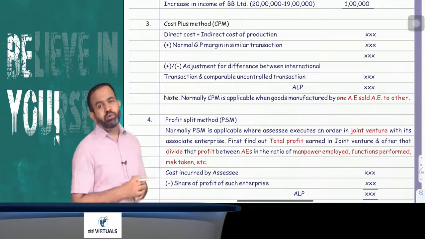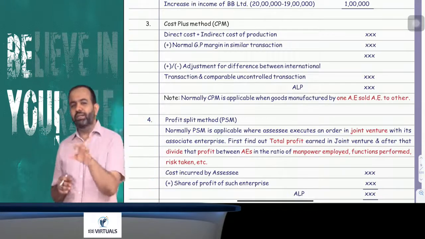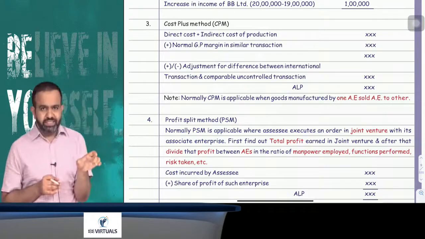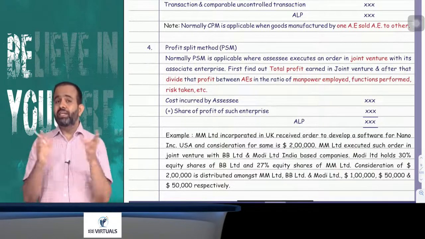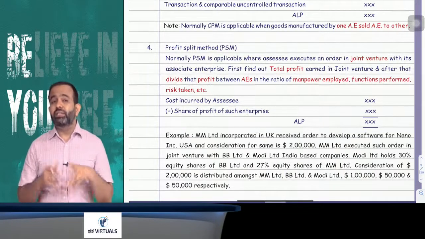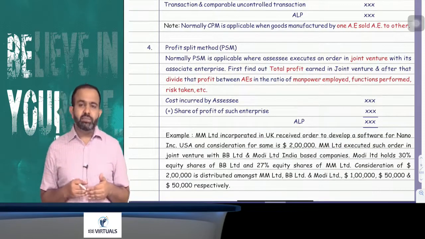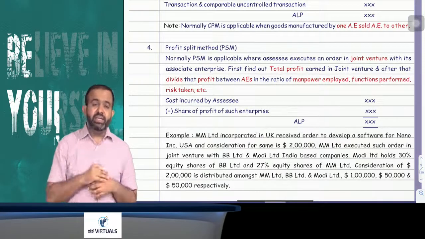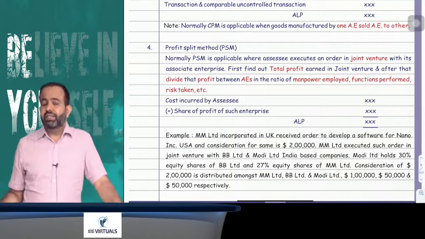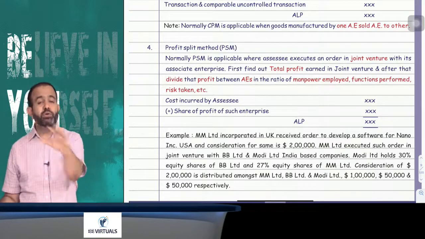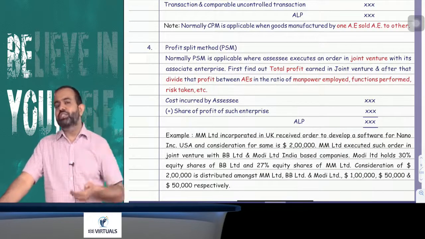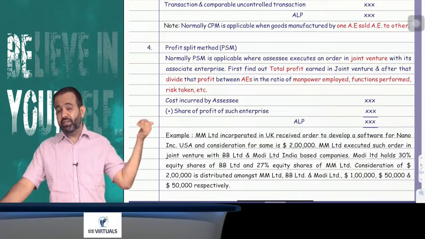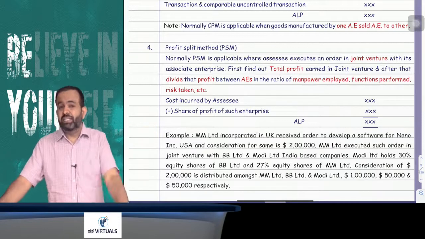Now the next method is the profit split method. From the name only you can understand the profit split method. Now this particular method is applicable when associate enterprises execute any job in a joint venture. So suppose there are three companies, A Limited, B Limited and C Limited, they enter into a joint venture and suppose they manufacture or produce some software in the joint venture, and there is a joint profit. So the question is how we will split that profit. At that place this particular method is applicable.